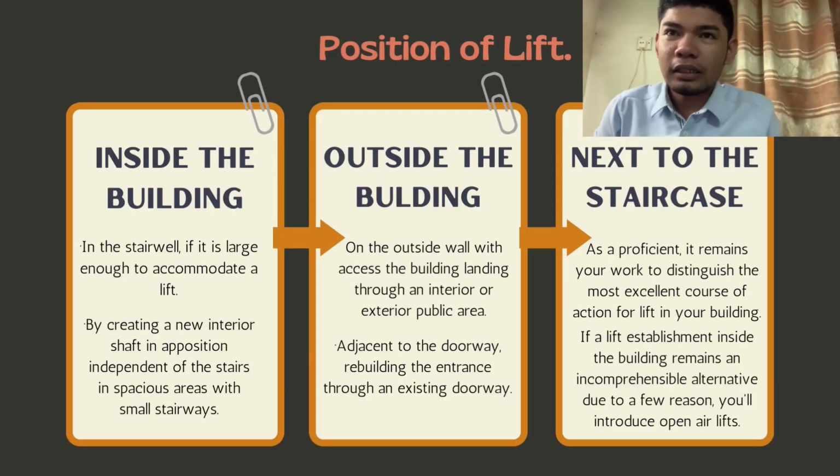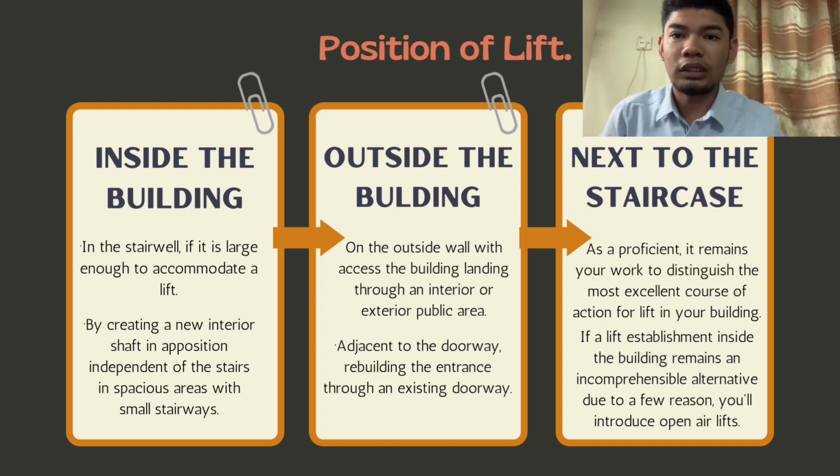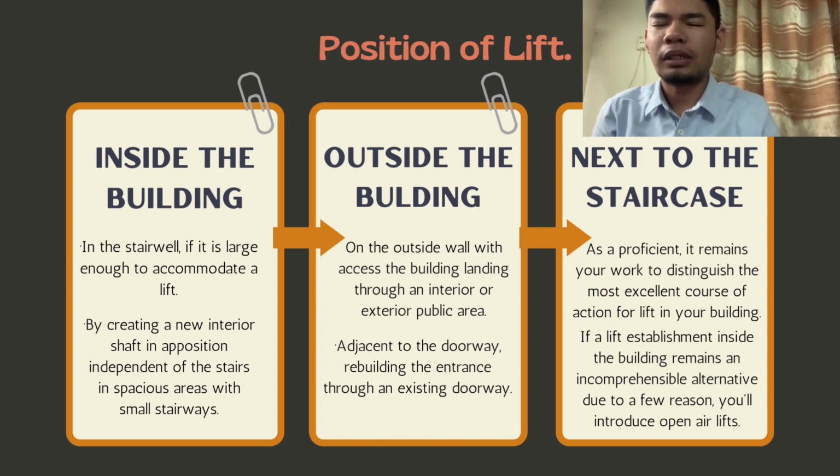Okay, for the next slide, the position of the lift. There are 3 positions: inside the building, outside the building, and next to the staircase. In the stairwell, if it is large enough to accommodate a lift, create a new interior shaft in a position independent of the stair. For the outside wall of the building, access to the building landing is through an interior or exterior public area.